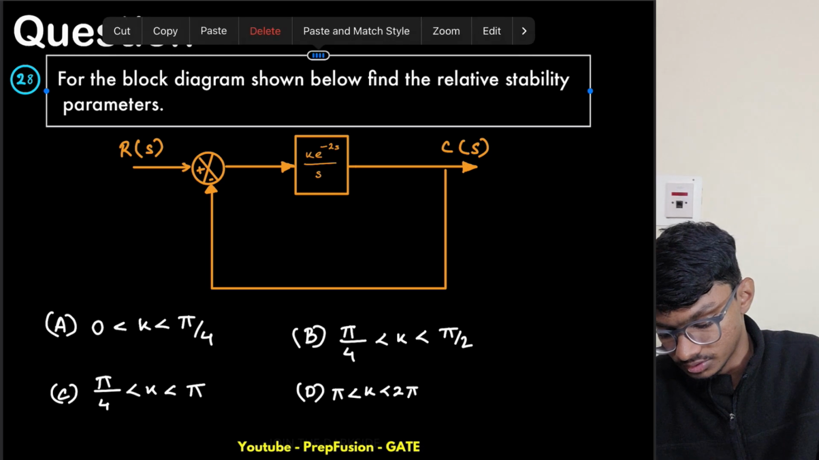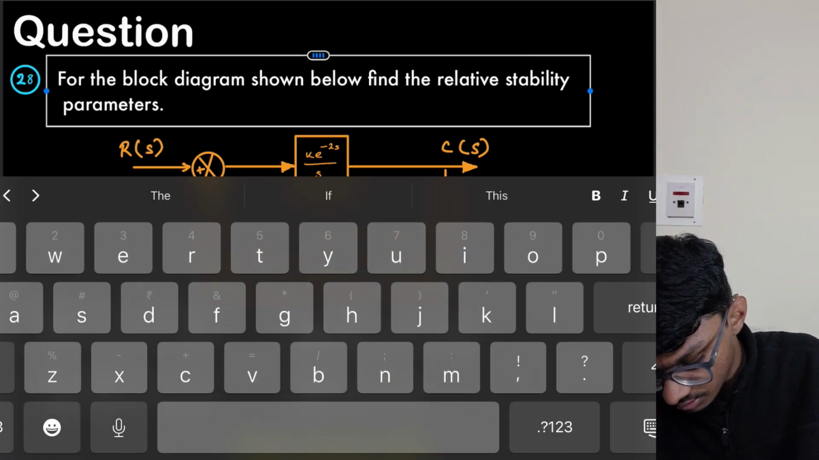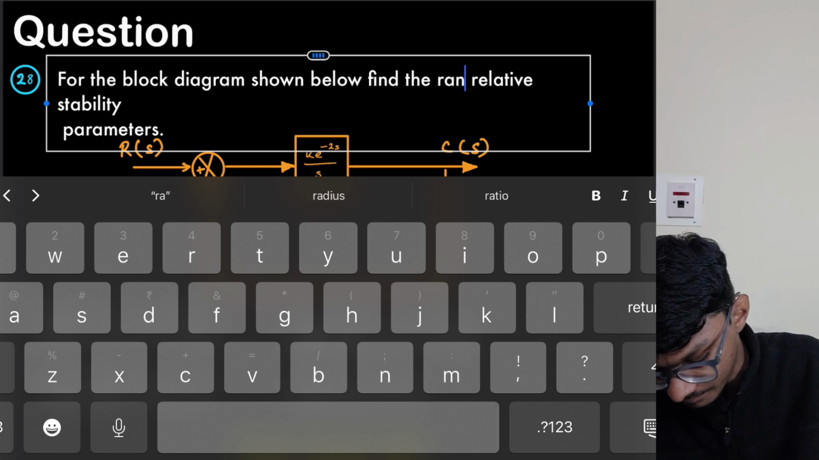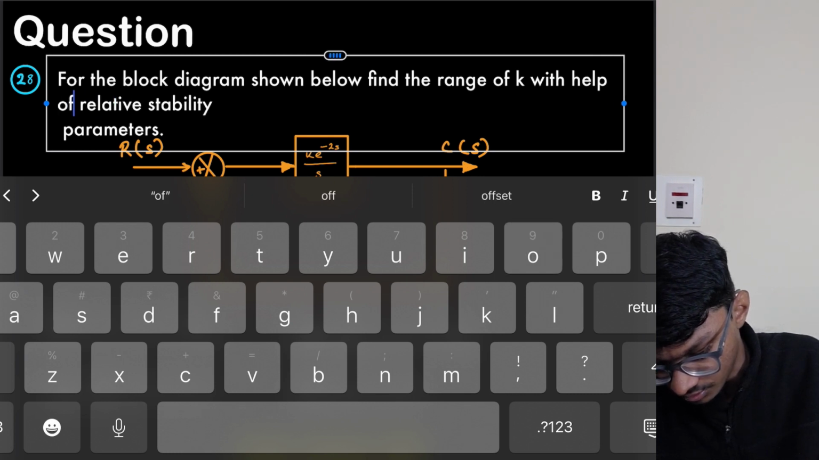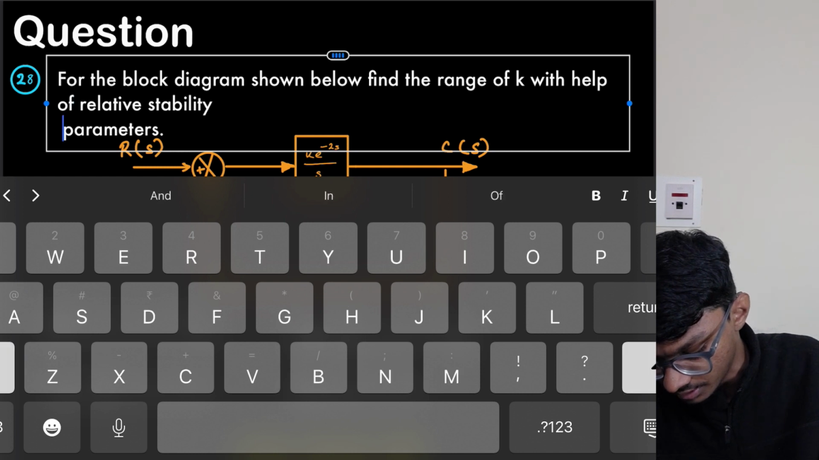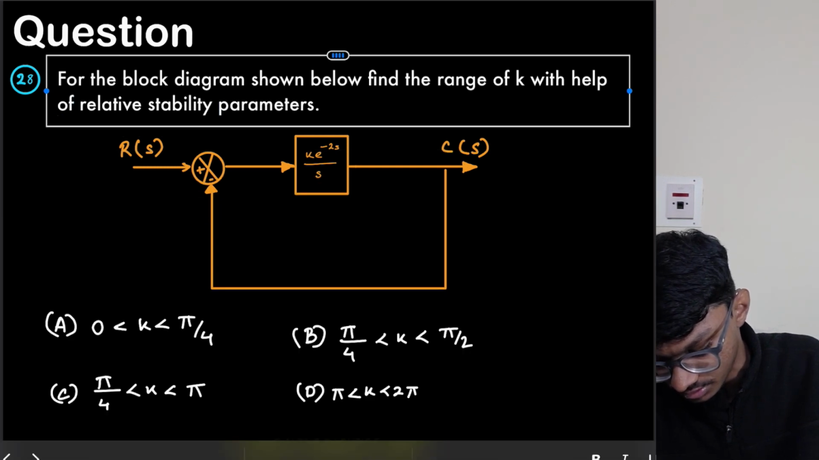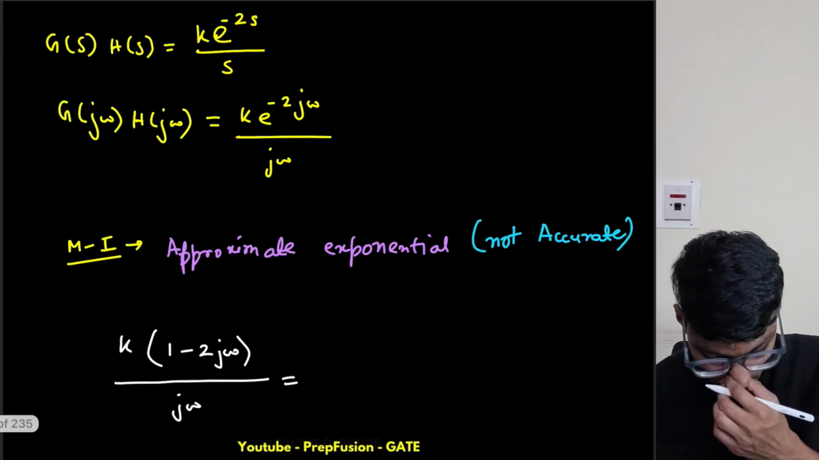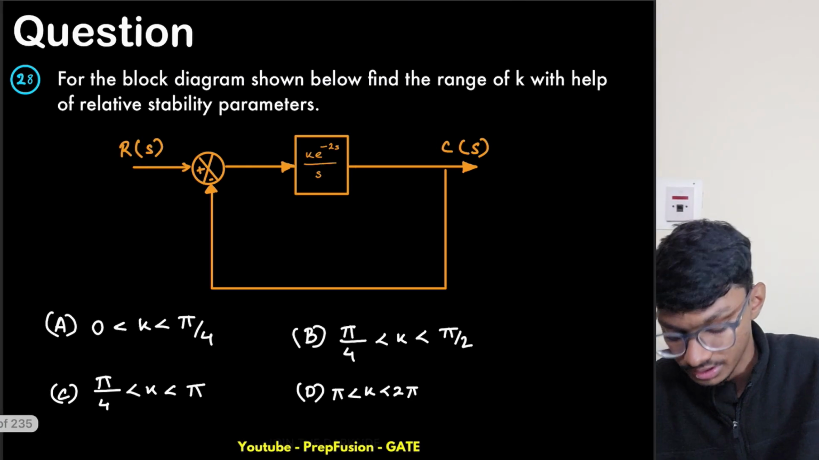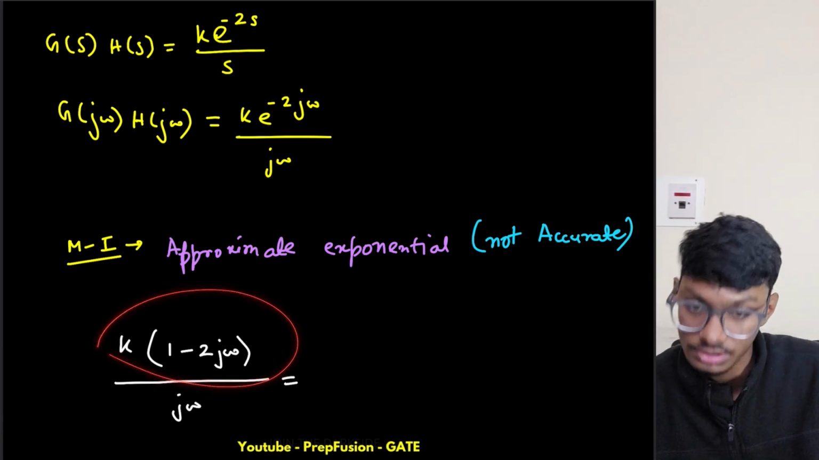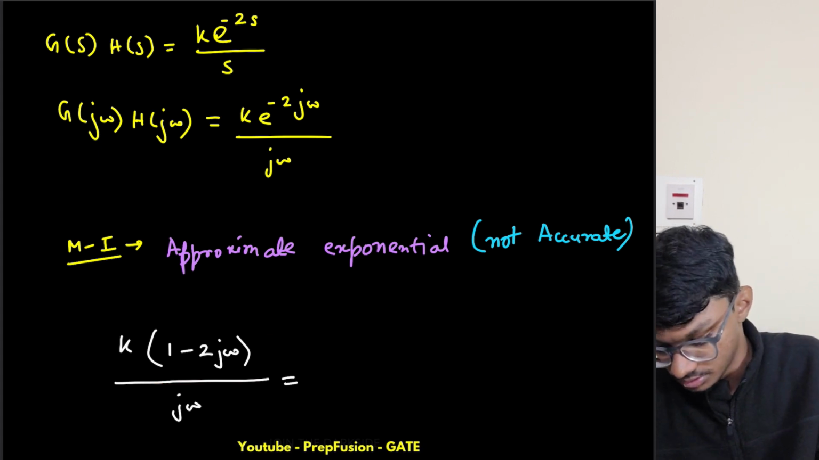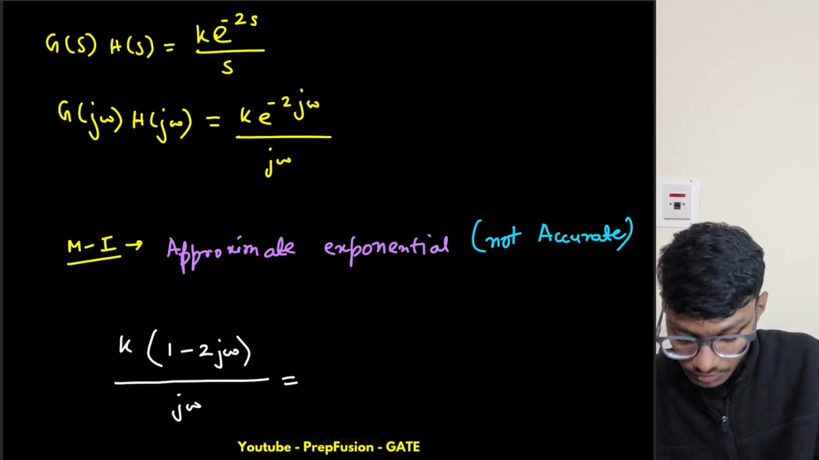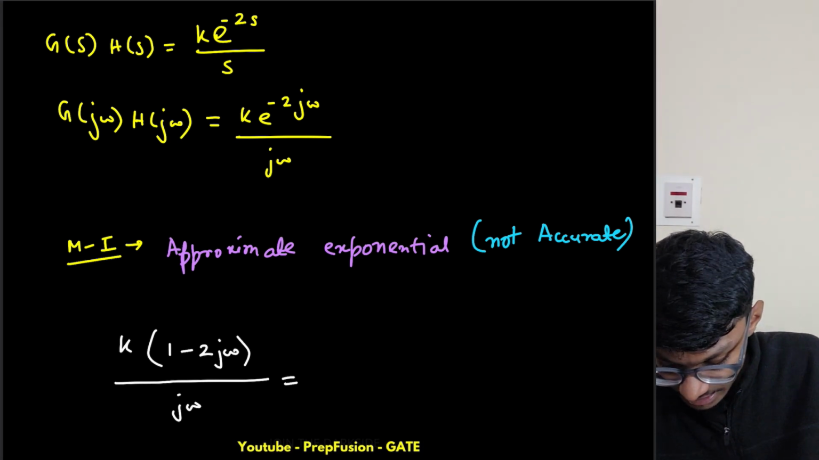I should write this question is that find the range of k with help of, so a bit of a wrong part on my end. I should have written it with the help of relative stability parameters. Without the help of relative stability parameters still you can do this, right? I told you, we can use this approximation in Routh-Hurwitz. So even though it is not accurate, still I will use it. So this is my OLTF basically.